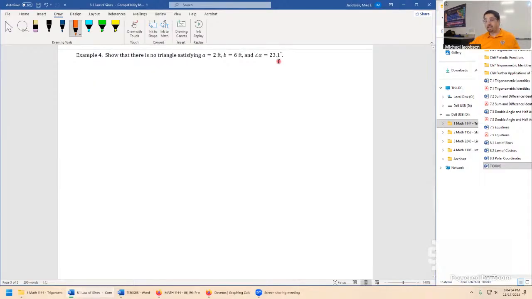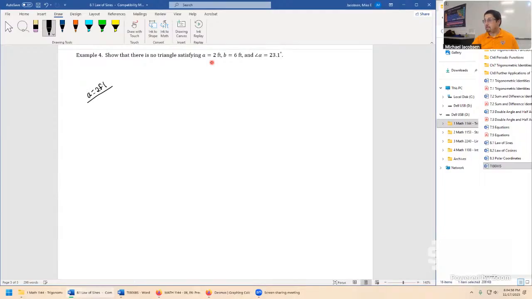And maybe some triangle like this might exist, but not with the way we write down our triangles, with side A and angle A being 23.1 degrees. That actually makes this really restrictive. So let's write out about what this would look like. Here is a side length of 2 feet.